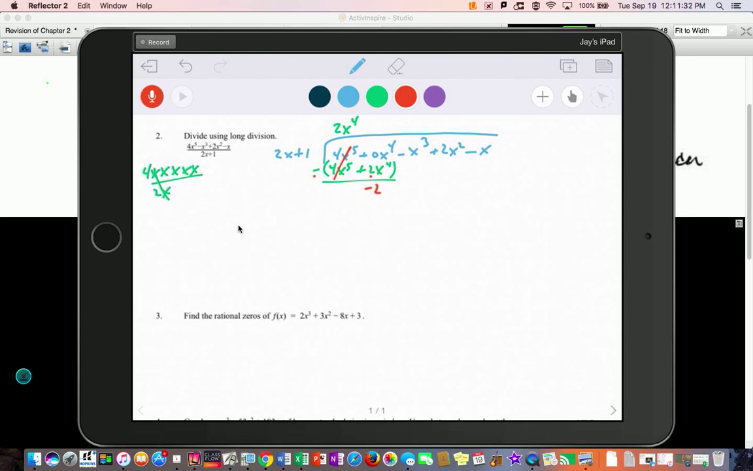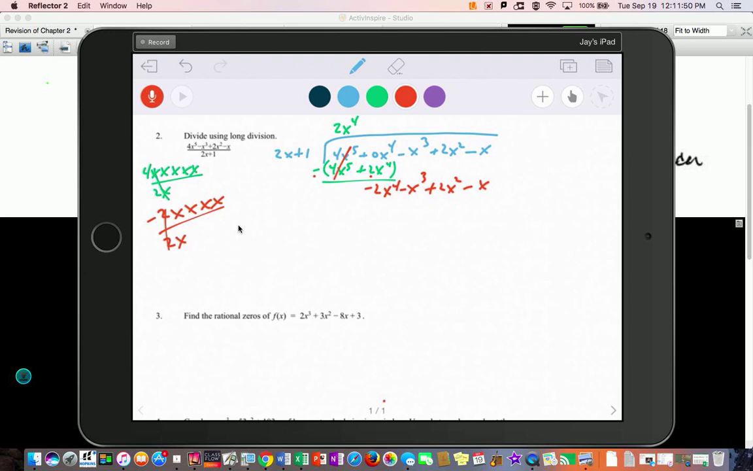So that's -2x to the 4th. You have to be really careful with the negative signs. Now I bring down the -x cubed plus 2x squared minus x. I do the same thing. -2, 1, 2, 3, 4. And I'm dividing by 2x.